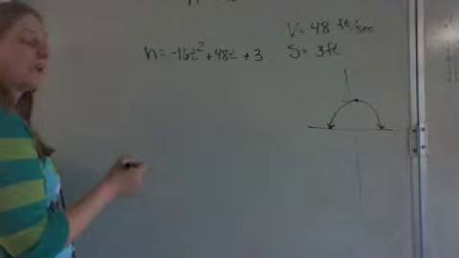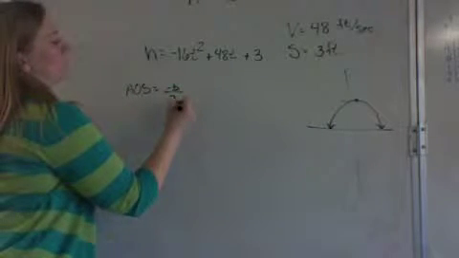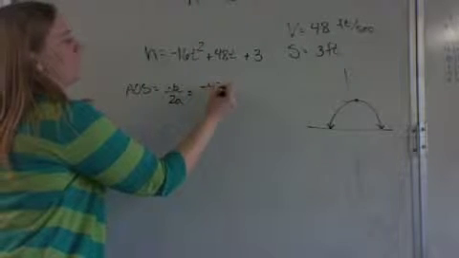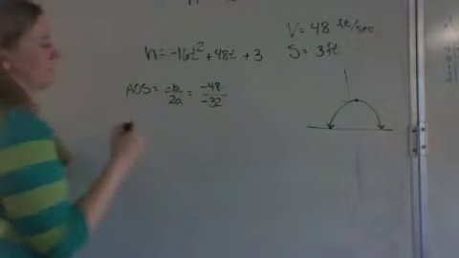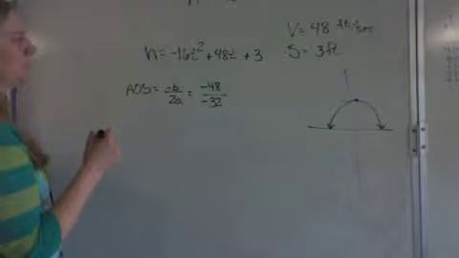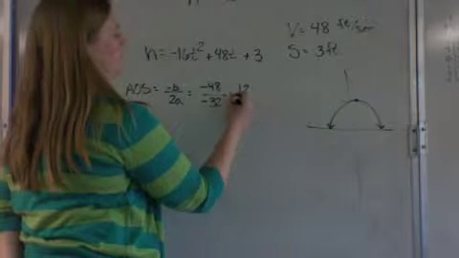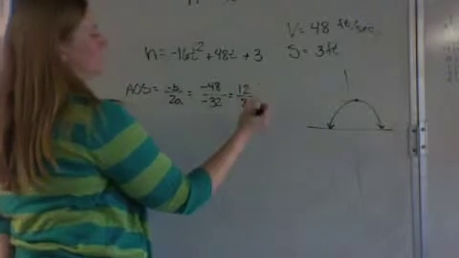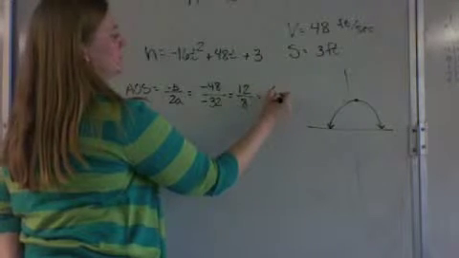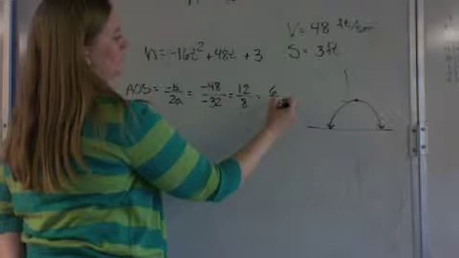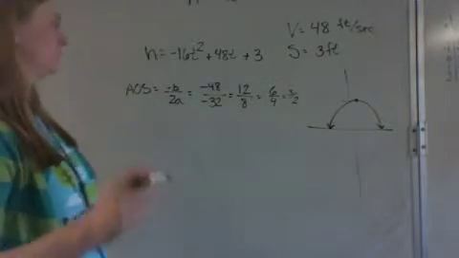So first we find the axis of symmetry. The axis of symmetry is negative b over 2a. That's negative 48 over negative 32. 48 and 32 are both divisible by 4, that's 12 over 8. Oh, they're both divisible by 8, which equals 6 fourths, which equals 3 halves. Oh, they're divisible by 12.